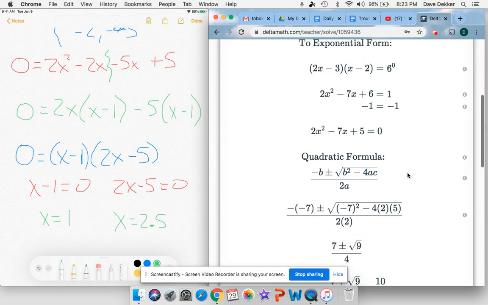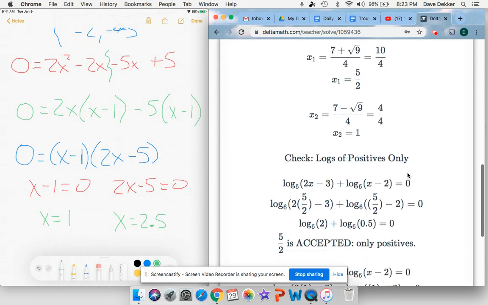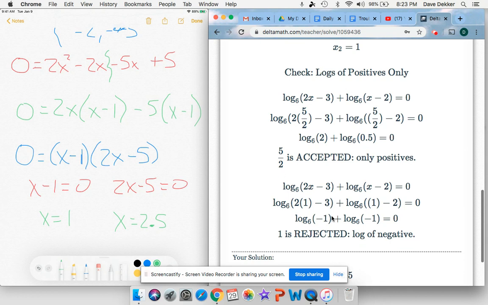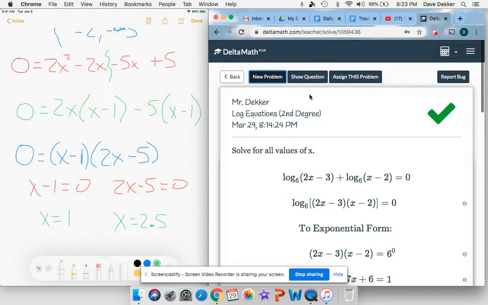Then they go through and show a lot of that work. They happen to use the quadratic formula for this. But here they're showing the check. And again, it's because in the original, I need to have a positive result from what's all here and from what's all there.